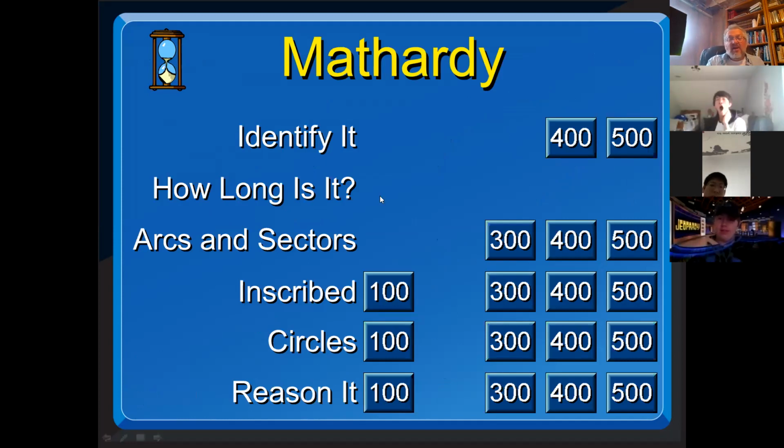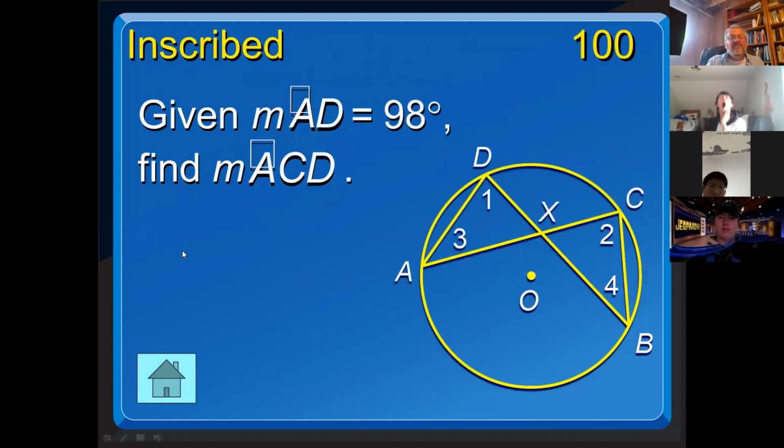Inscribed, 100. All right. Given the measure of, let's call that arc AD, 98 degrees, and find the measure of arc ACD.